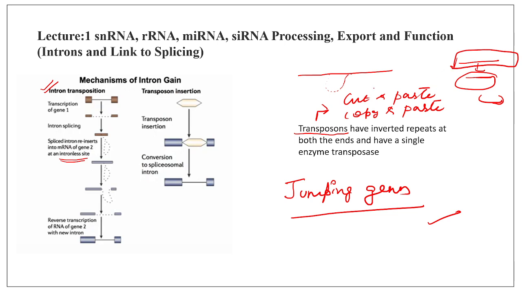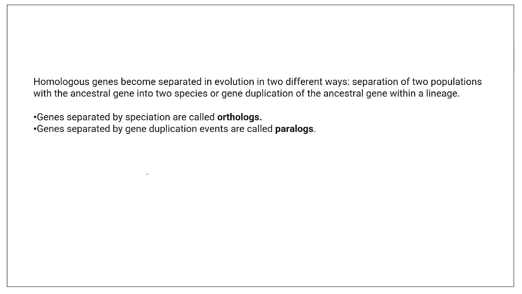So there are cut and paste and copy and paste, two types of mechanisms. But these are the two mechanisms of intron gain, that is, how an intron is gained by a cell, by a gene. One intron which is spliced goes to another gene, or a transposon can be converted to an intron. It is converted to a spliceosomal intron. Okay, I hope this is clear.